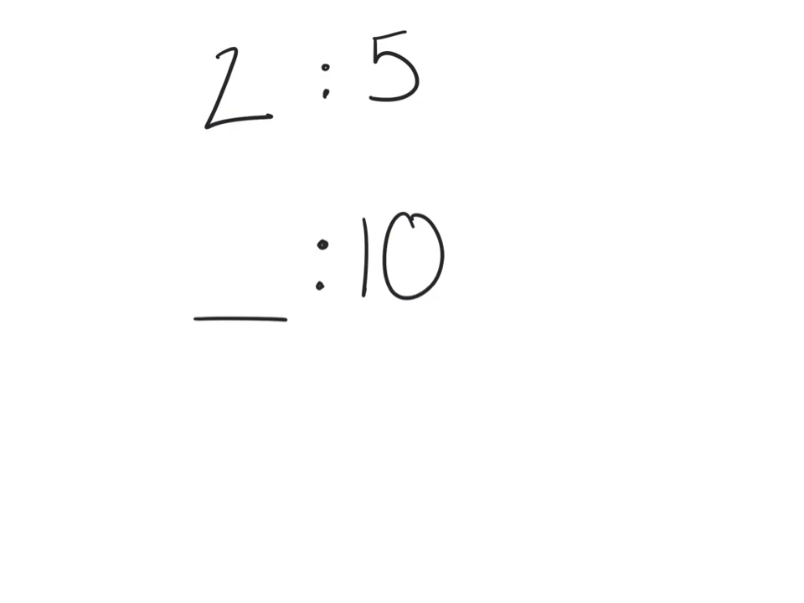Okay, hopefully you've thought about it, and hopefully you've thought, okay, how do I get from 5 to 10? Miss Gilliam said we're not adding, we are multiplying. So this is multiply by 2, and that means I would need to multiply this side by 2, which gives me 4. So 2 to 5 is equivalent to 4 to 10.